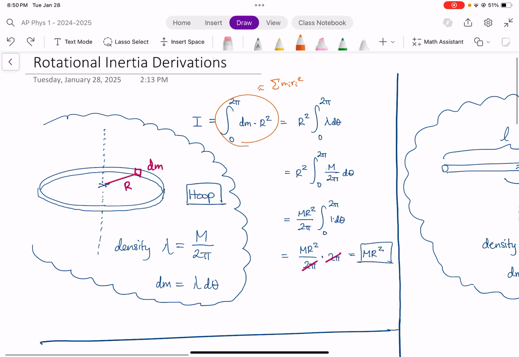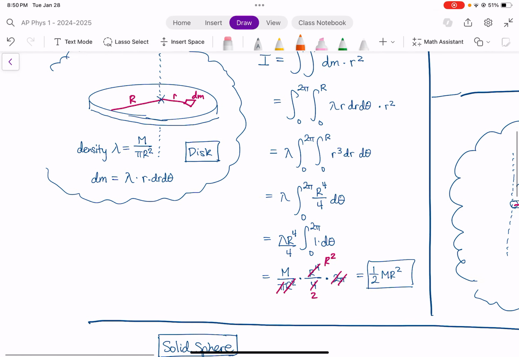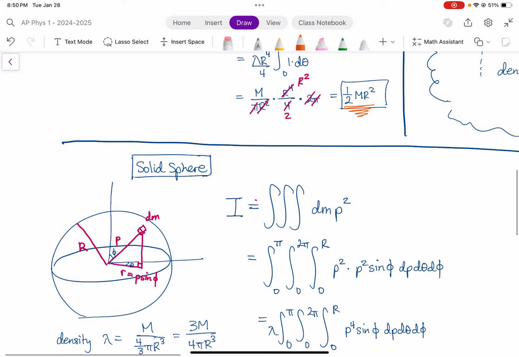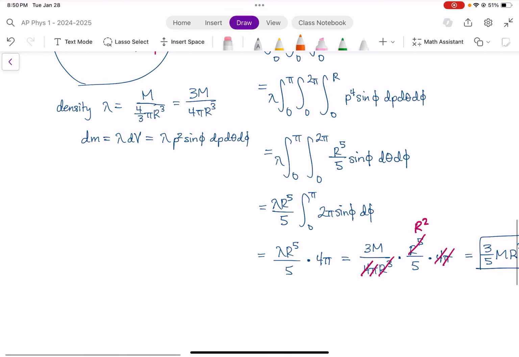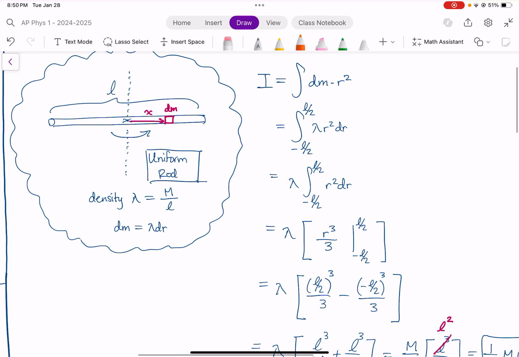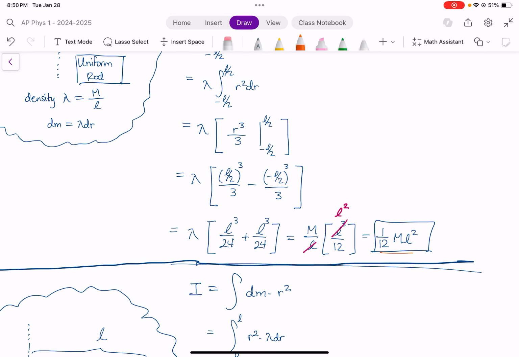So this is for the hoop. It's a very simple formula. Let's see, over here, I did one for the disk. That's the 1/2 mr squared. That's the merry-go-round one. I did not finish this one. I think I got the wrong answer here. But wouldn't you know it, for the rod, specifically spinning about its middle part, there's that 1/12 ml squared.